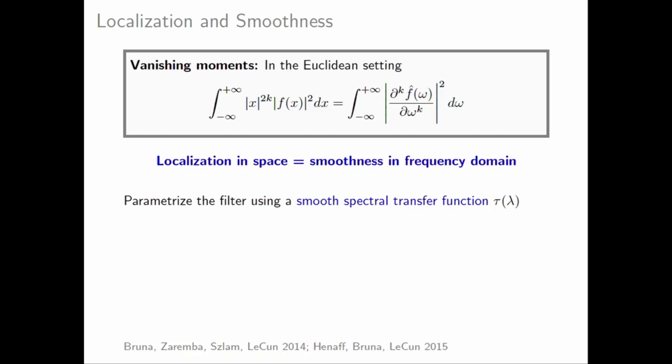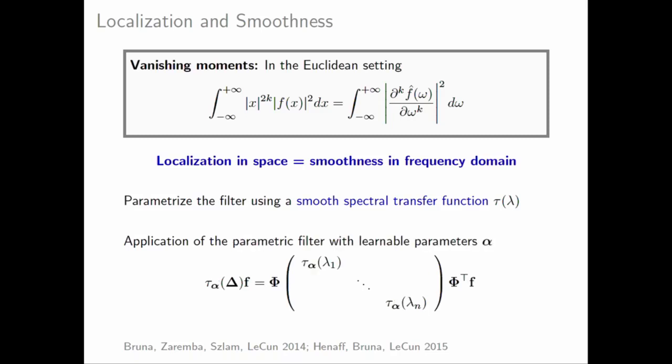Okay, and basically the idea here is that we can parameterize the filter as a smooth spectral transfer function. If we regard the eigenvalues of the Laplacian as frequencies, we want to apply to them some smooth function. The application of this function to the Laplacian is understood in the sense that we perform the eigendecomposition of the Laplacian and apply this function element-wise to its eigenvalues. So basically we have here a diagonal matrix of tau, the spectral transfer function, applied to the individual eigenvalues.